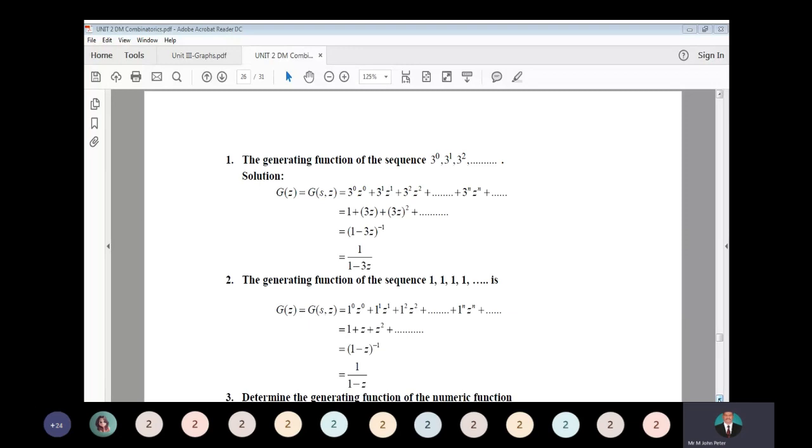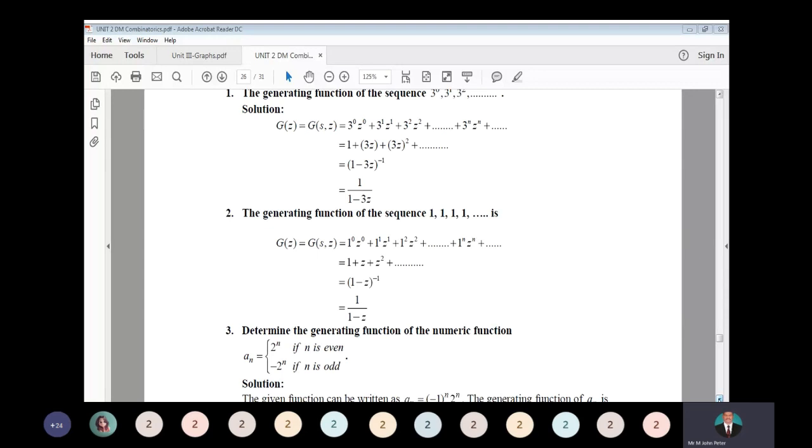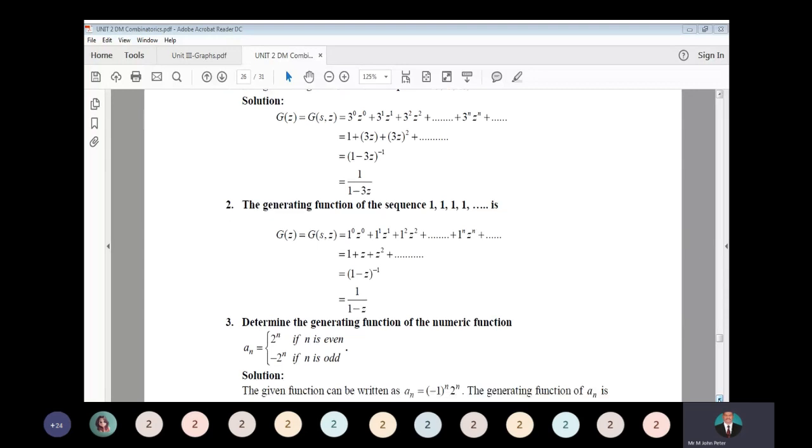The generating function of the sequence 1, 1, 1, 1 combined with z is g of s comma z, 1 power 0 z power 0, 1 power n z power n. So when you do it, you will get 1 plus z plus z square plus and so on. That is nothing but the binomial series 1 minus z power minus 1. The power minus 1, take it to the denominator, we will get 1 divided by 1 minus z.